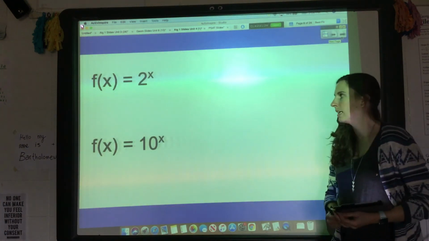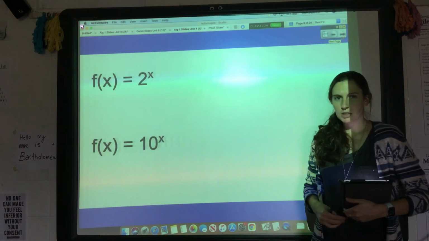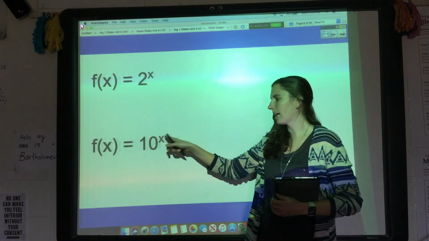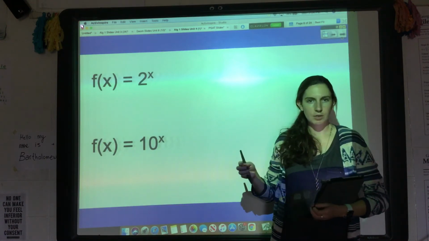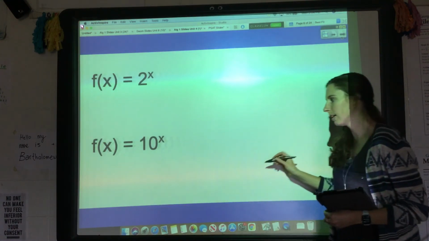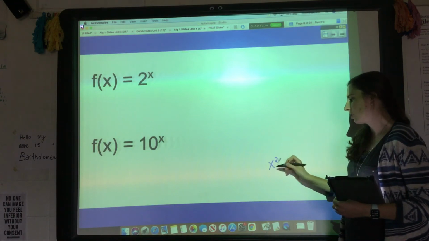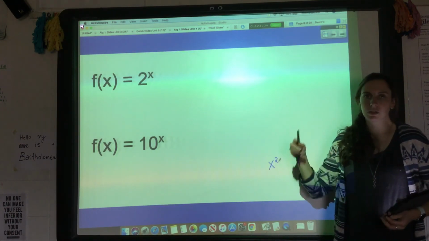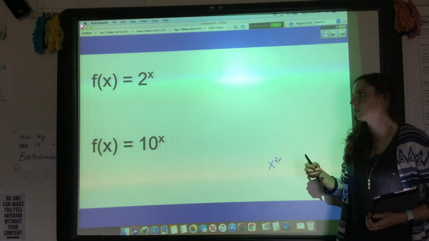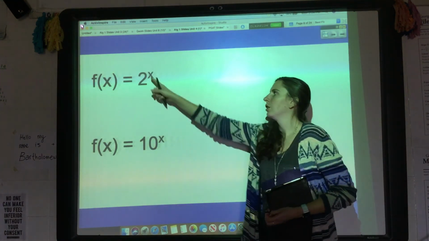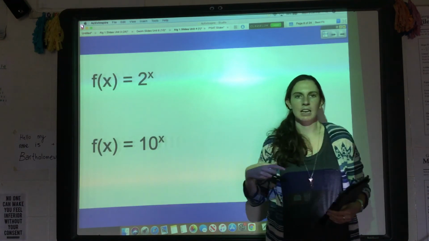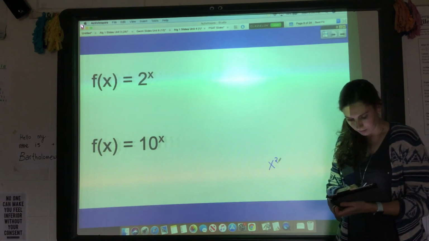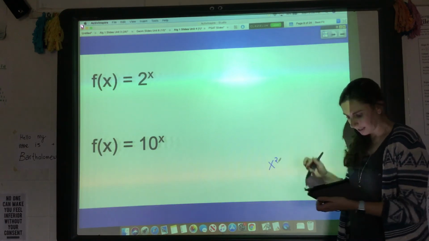Just to summarize, exponential functions look something like this. They have a variable as an exponent. There are lots of parent functions. Like with quadratics, you only have one parent function, it's just x squared. But with exponentials, any base could be a parent function. Typically you see these two. 2 to the x and 10 to the x are very common ones for exponentials. I think that's it.